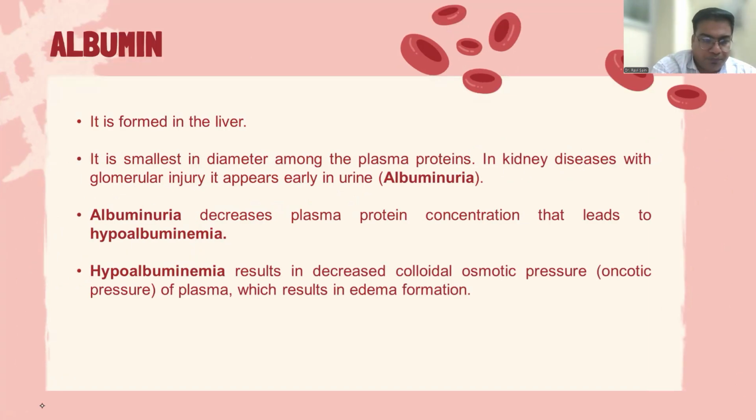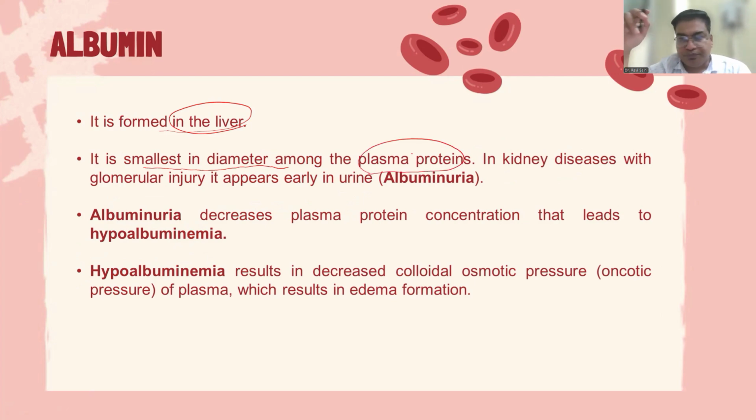Now come to this albumin protein. It is formed in the liver. It is smallest in diameter among the plasma proteins. In kidney diseases with glomerular injury, it appears early in urine. That condition is known as albuminuria. Presence of albumin protein in urine is known as albuminuria.